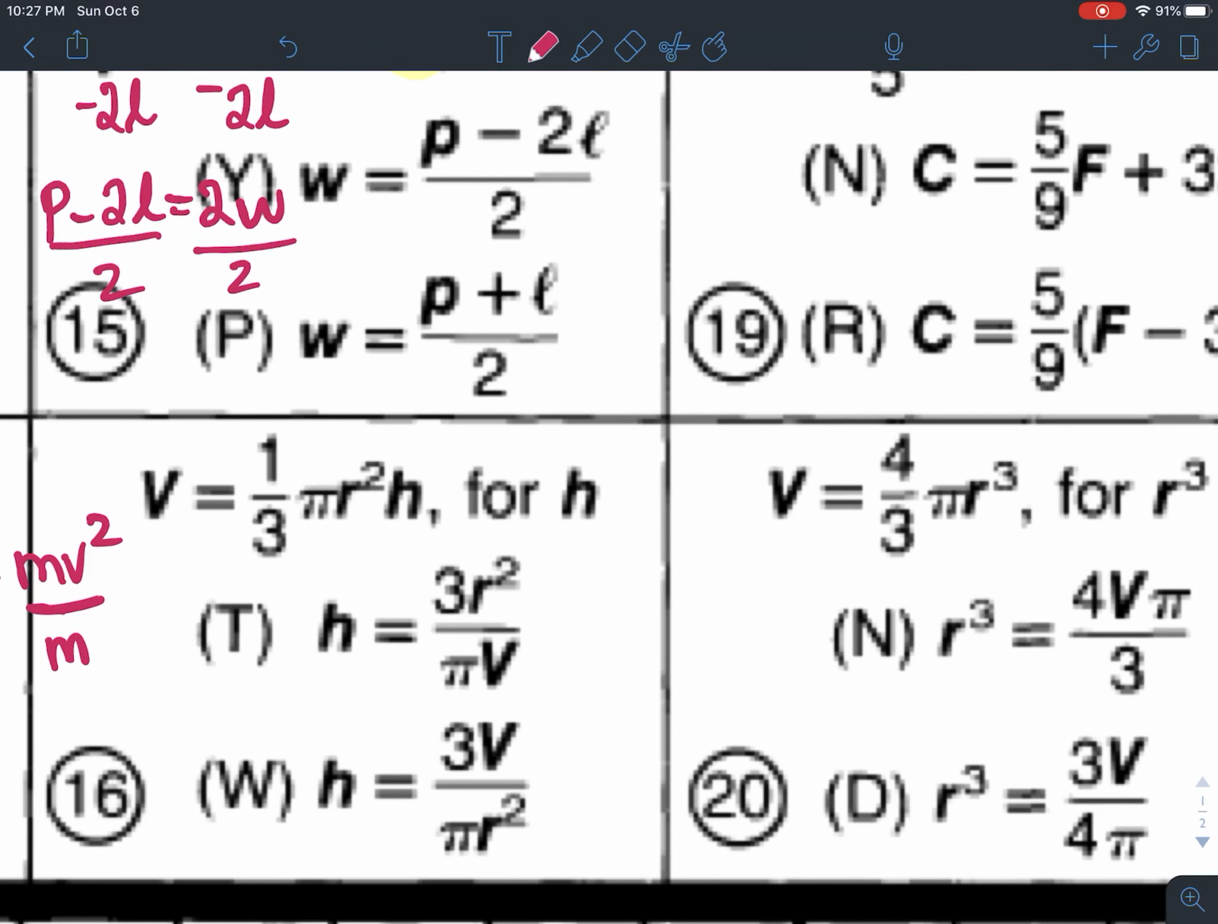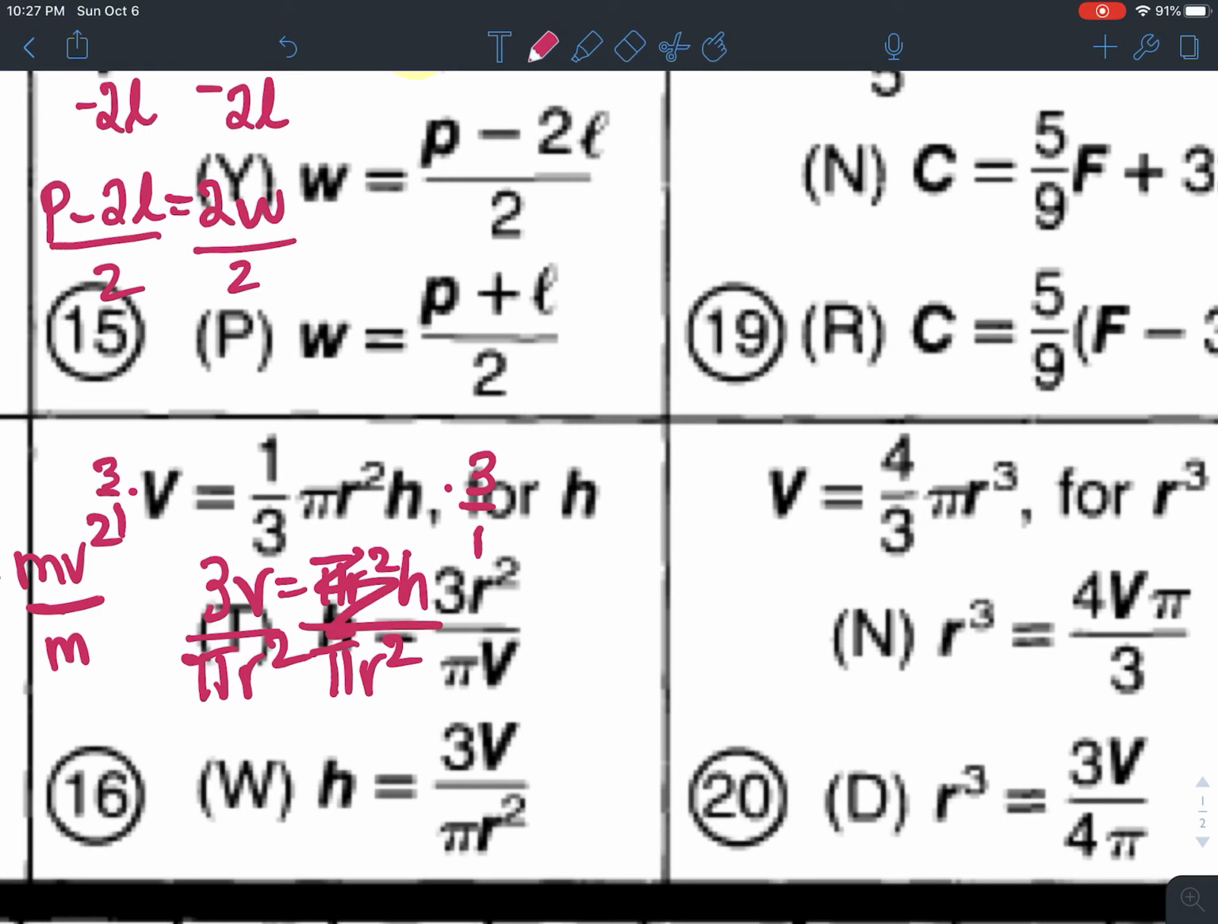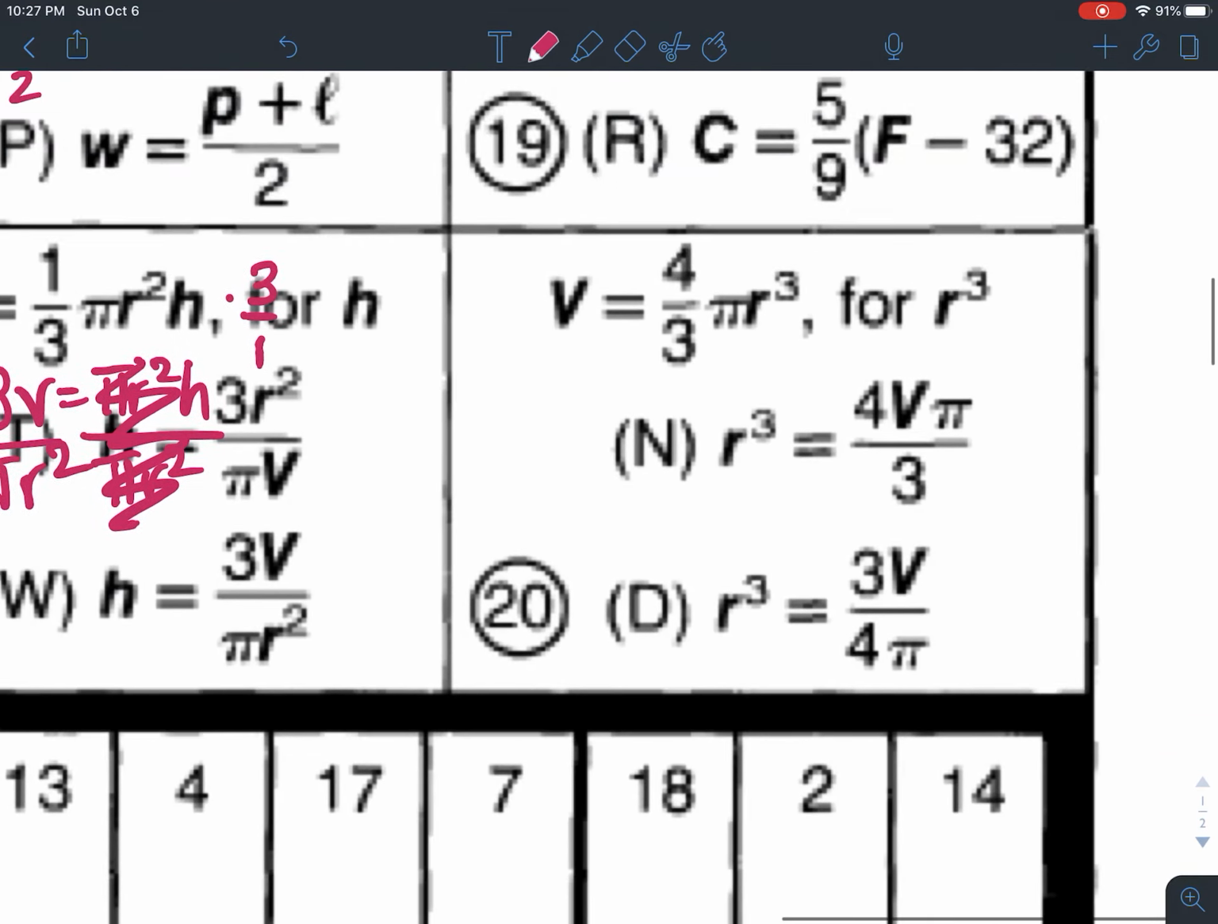Solving for h on 16. So first you're going to multiply by 3 over 1. And that'll give you 3v equals pi r squared h. And then you will divide by pi r squared to get h by itself. This is going to all turn into a 1.